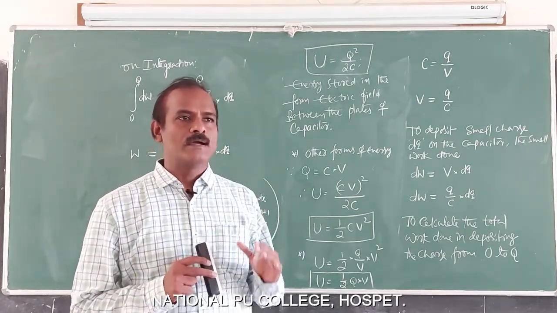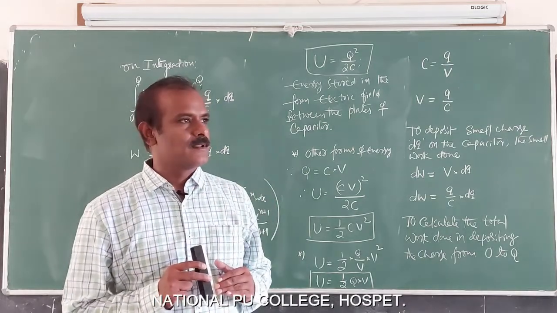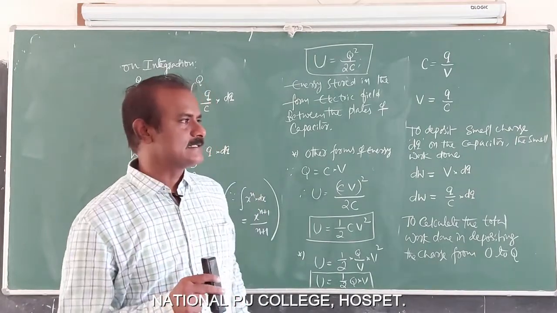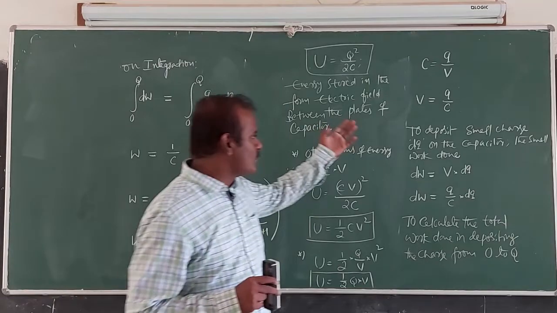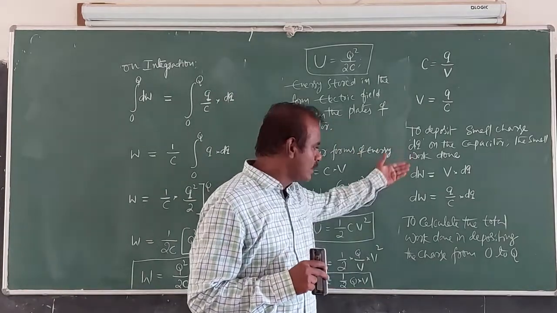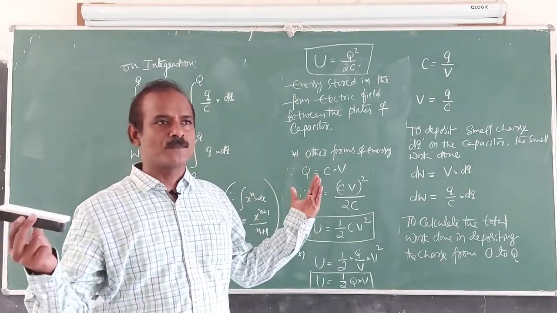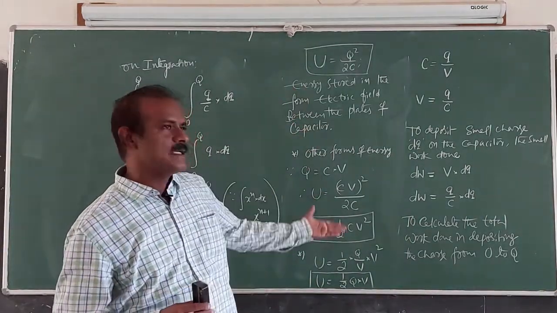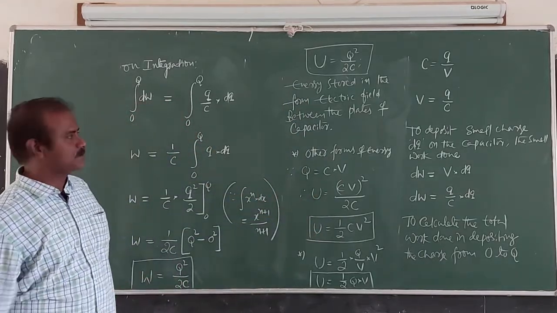How long? Until the potential difference between the plates of the capacitor is the same as that of the battery. So that is the mechanism we have followed. Considering a small charge to be deposited, a small work done, and to deposit a large charge from 0 level to the maximum Q level, keep integrating the equation and you can arrive at this stage.